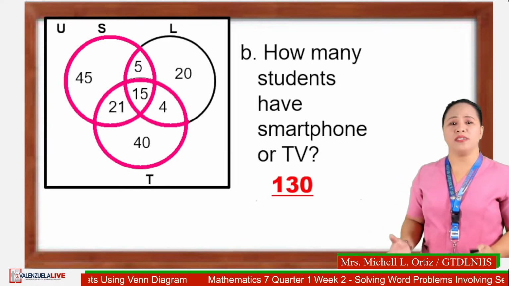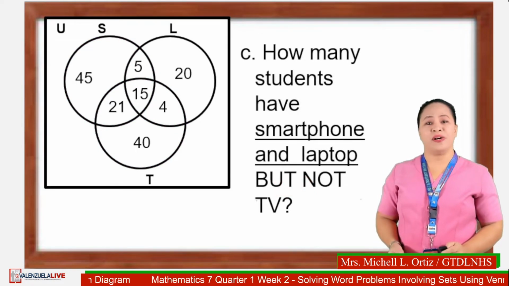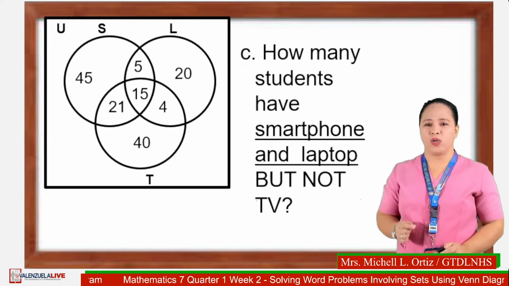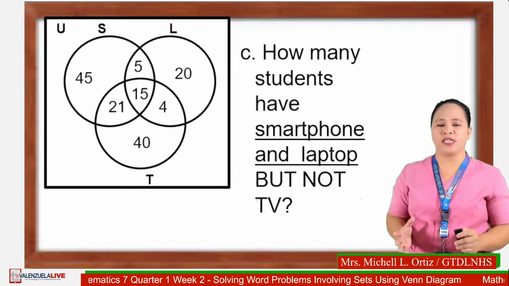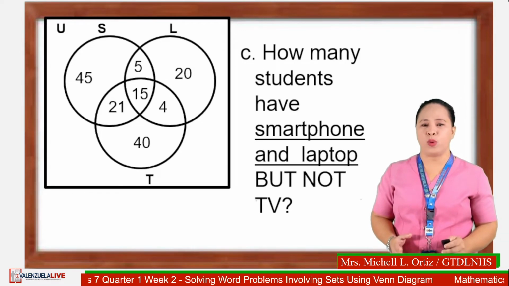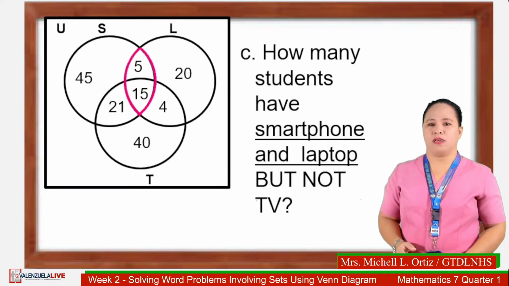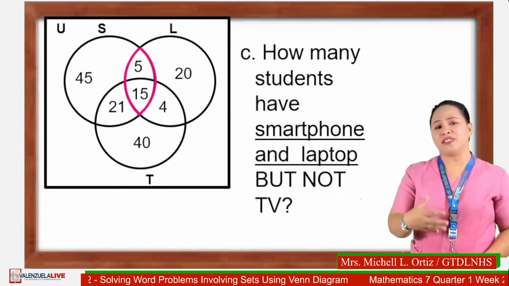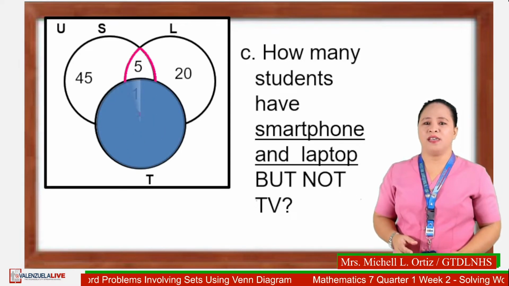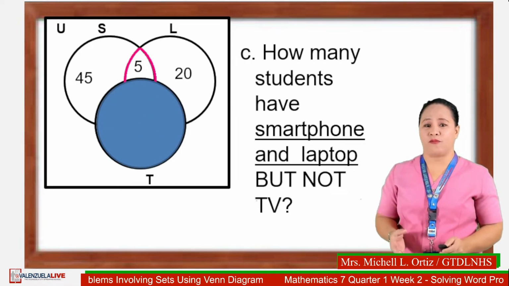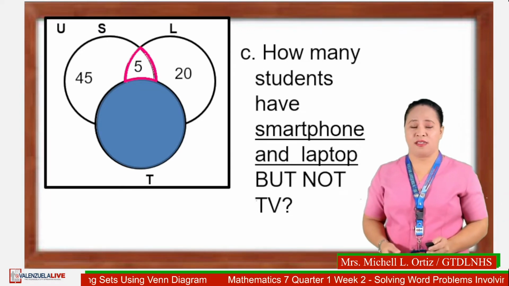Next, how many students have smartphone and laptop, but not TV? Take note of the connector used. We make use of the word and, meaning we are referring to the intersection of the smartphone and the laptop. But since we have already another condition, but not TV, therefore, we have to eliminate those who are using TV. And so the answer for this question is only that region, which is 5.